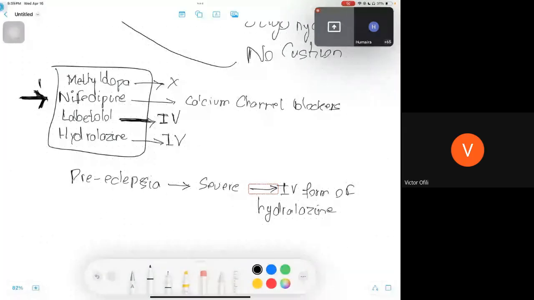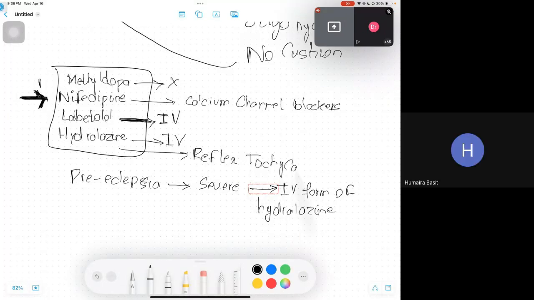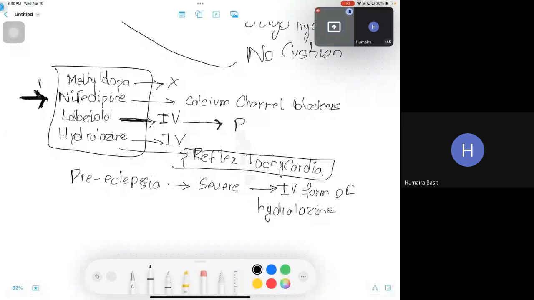Bradycardia. Remember, it's very simple. Hydralazine causes reflex tachycardia. It's a very bad side effect of hydralazine that they test in exams. Hydralazine, nitroglycerin, all of the vasodilators of the body will cause reflex tachycardia, whereas labetalol is a beta blocker and it will cause the heart rate to drop.